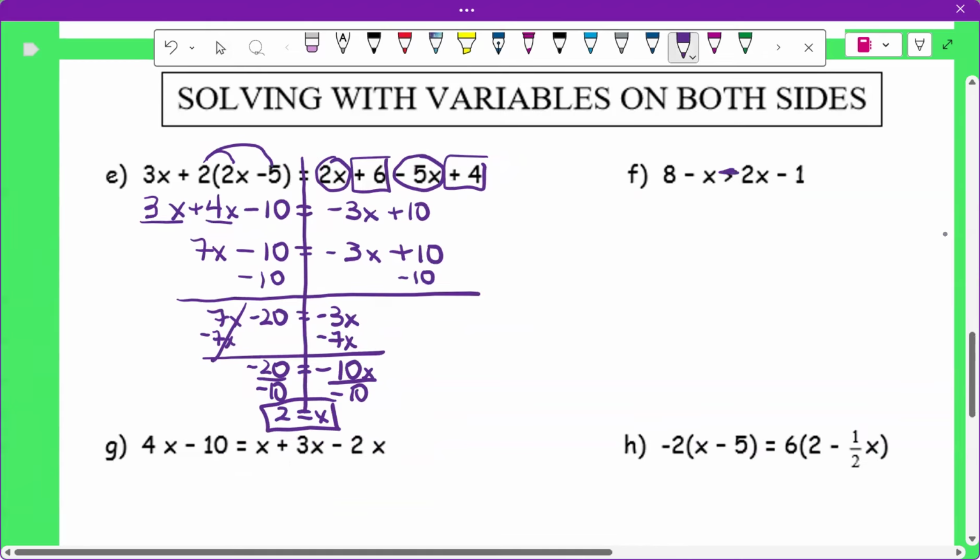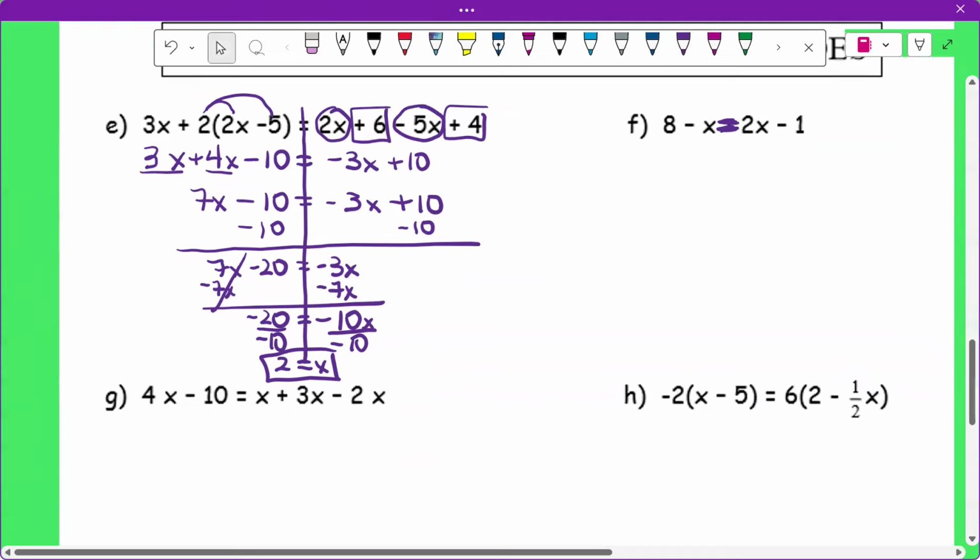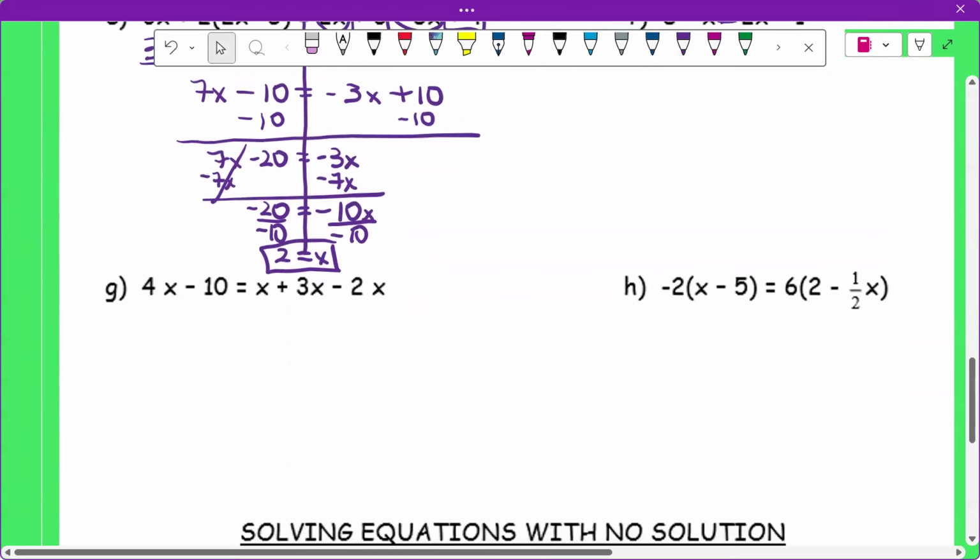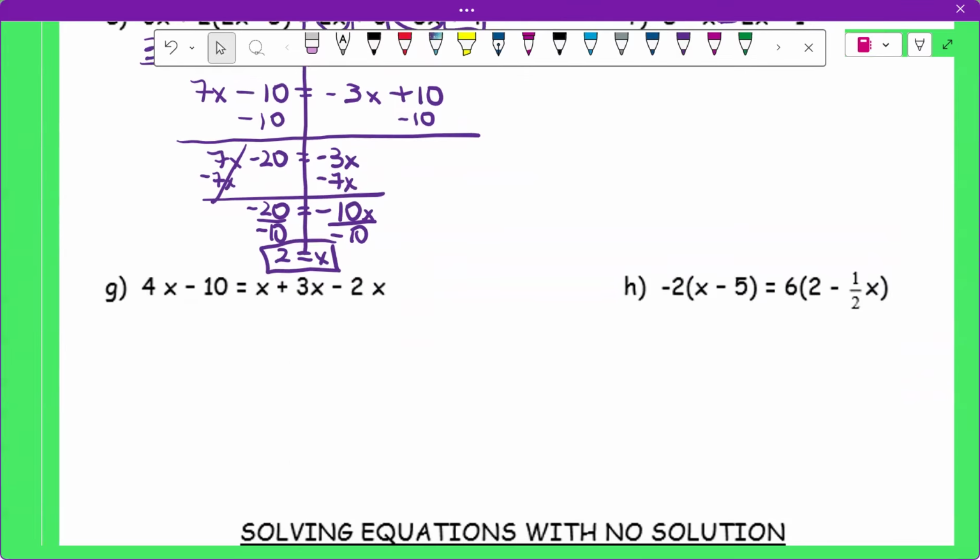On F, go ahead, change this to an equal sign. Try F on your own. Try G on your own. Try H on your own.